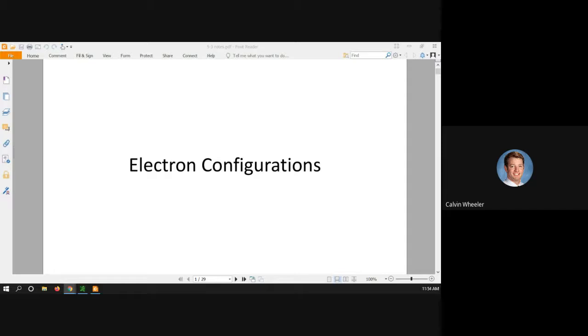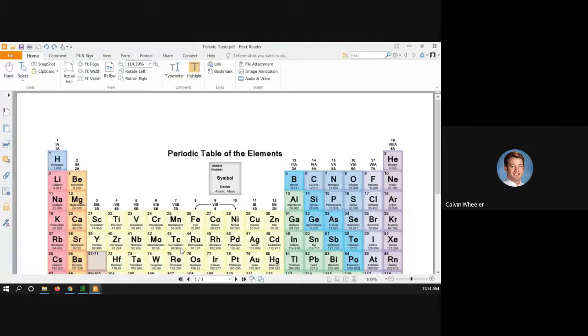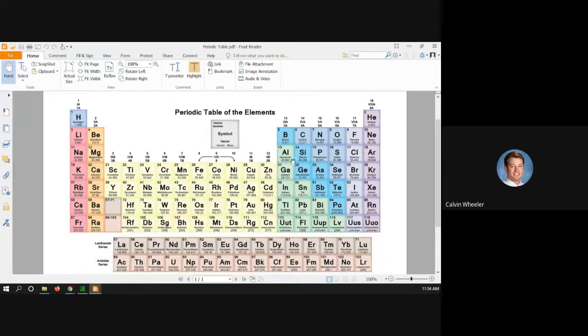So this lesson is on electron configurations. Electron configurations are a model that we use to describe the electrons in an atom. Let me pull up a periodic table real quick. All right, so here is a periodic table.